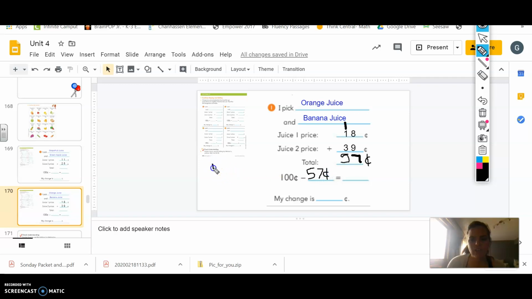So I'm going to take my 100 cents and subtract that 57 cents to find how much change the cashier will give me. Because again, I'm buying orange juice and banana juice. In order to buy it, I have to pay 57 cents, but I'm giving them a $1 bill, or 100 cents, so they owe me change. I'm trying to figure out how much change they owe me. So I gave $1, 100 cents, and I'm subtracting the 57 cents that I owe them.